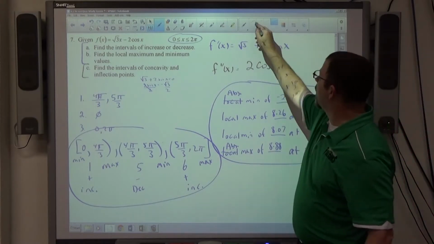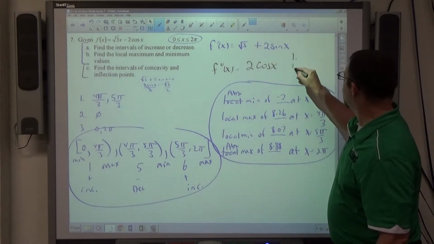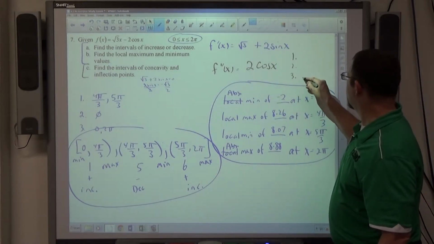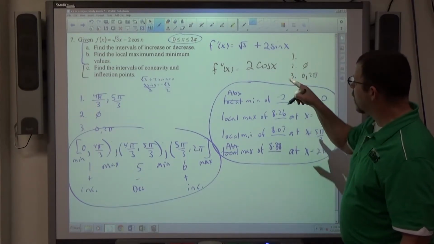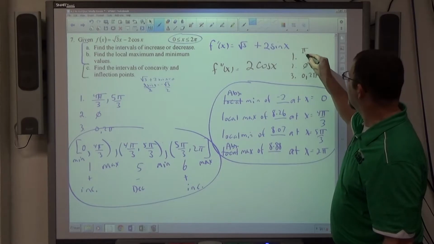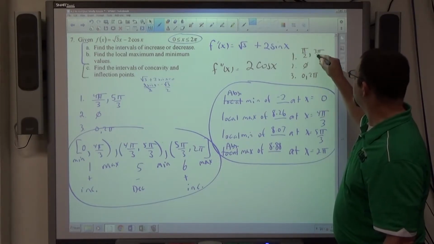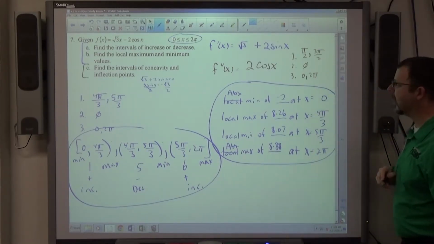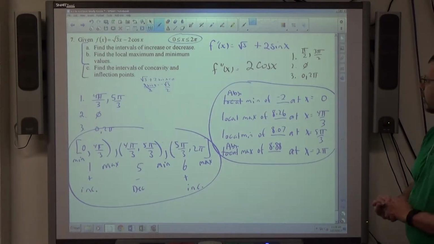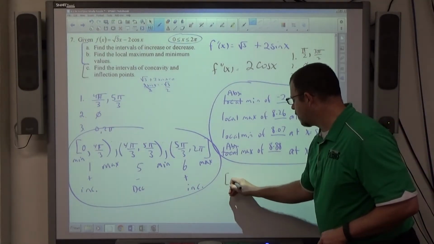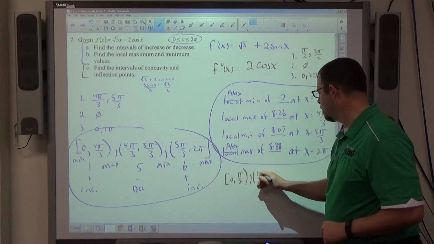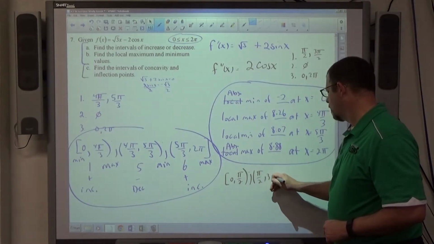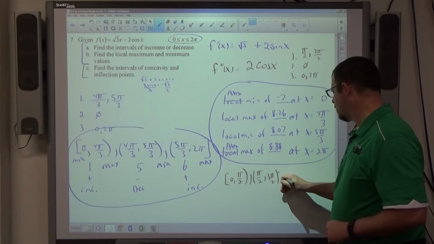Second derivative, 2 cosine of x. Again, 3 criteria, 1, 2, 3. Obviously, criteria 3, we're going from 0 to 2 pi. Cosine is never undefined. Cosine equals 0 at pi over 2 and again at 3 pi over 2. Both numbers are between 0 and 2 pi. Again, your sheet will tell you that. My intervals will be from 0 to pi over 2, from pi over 2 to 3 pi over 2, and then finally from 3 pi over 2 to 2 pi.